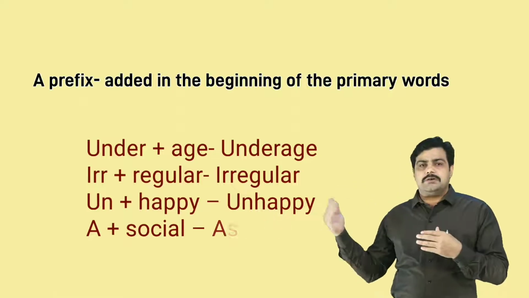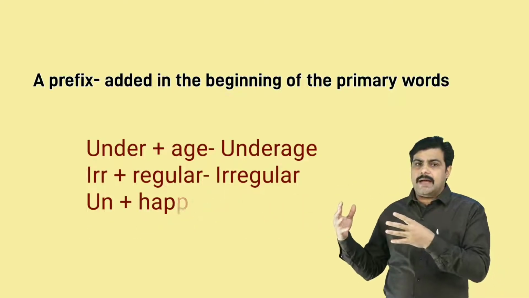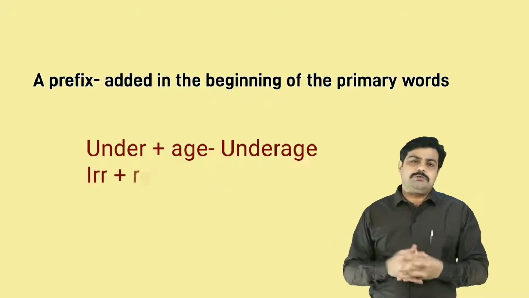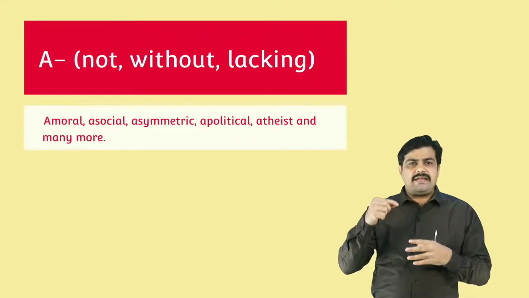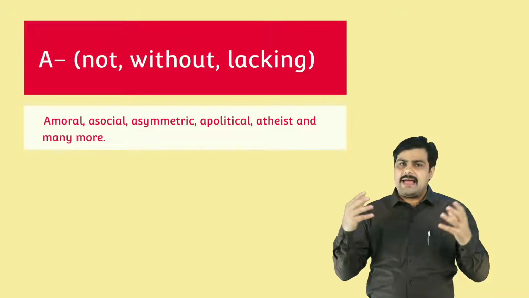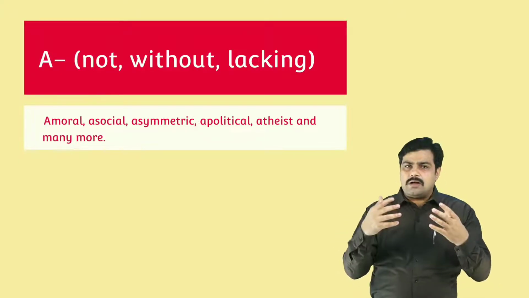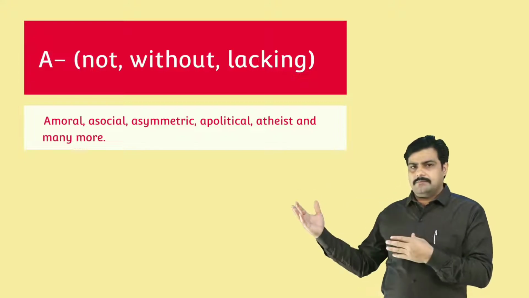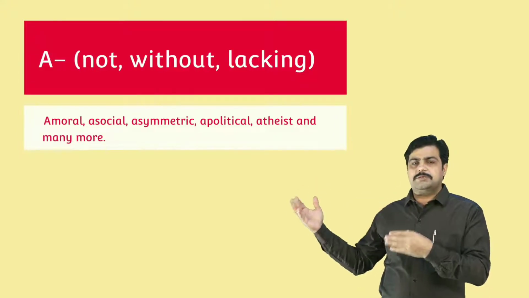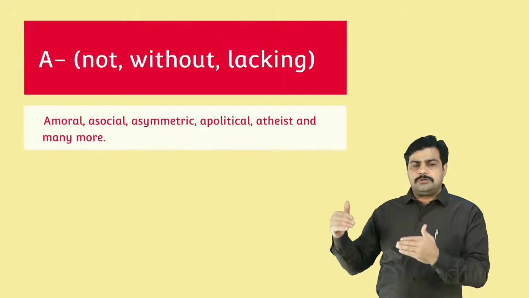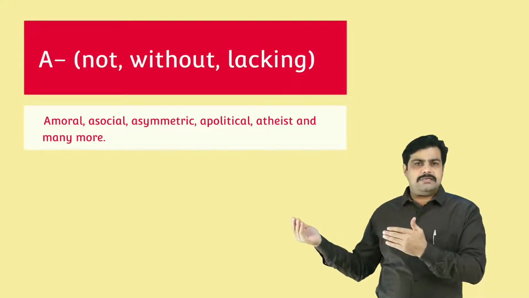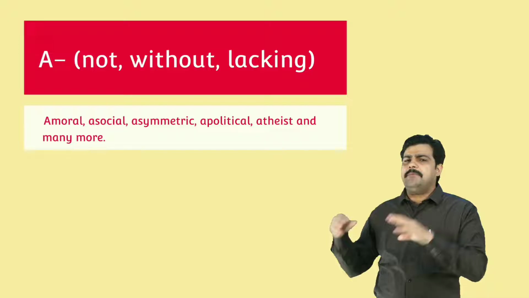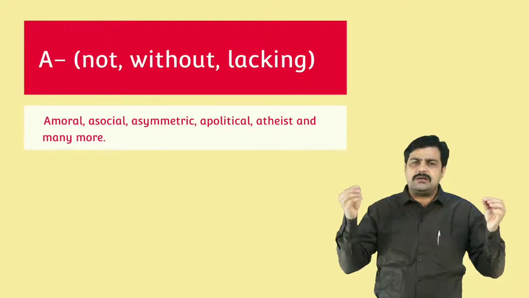There is another word social. Now we get another word by formation, that is asocial, if we add a prefix in the beginning of the word. Now we are taking prefix a. Its meaning is not, without, or lacking anything. The words formed on this prefix are here. For example, moral, amoral, social, asocial, symmetric, asymmetric, political, apolitical, theist, atheist, and many more words can be framed on this single root.